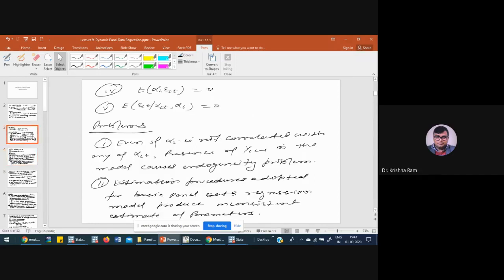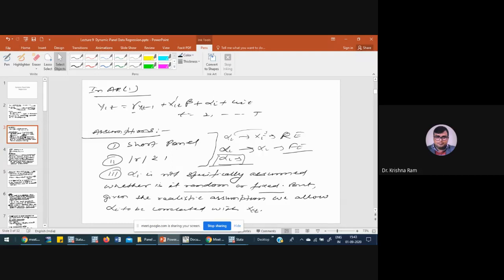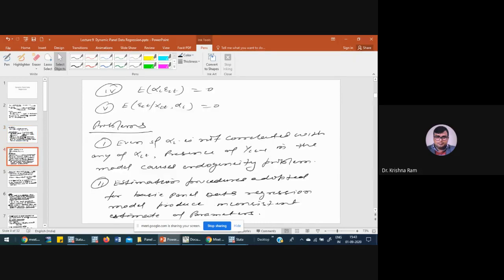The distinct assumptions from the basic linear regression model, that one is this one and this one. So there we assume alpha is random. There we haven't made any assumptions regarding the rho value because there we do not have the lag value of the dependent variable as an explanatory variable.